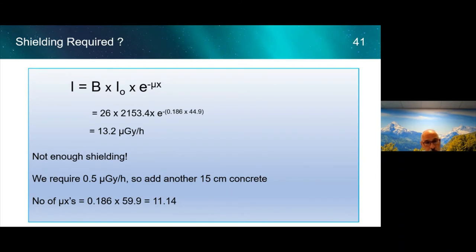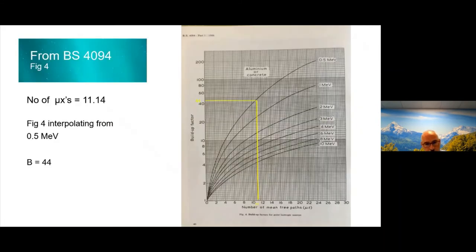So the question to ask yourself is how many mean free paths are there in 59.9 centimetres of concrete, which is simply the initial 44.9 plus the additional 15. And I've established that there's 11.14 mean free paths. So we go through the same exercise, we go back to the graph, we look up, this time I've ditched the 0.14 and just said, let's call that 11.